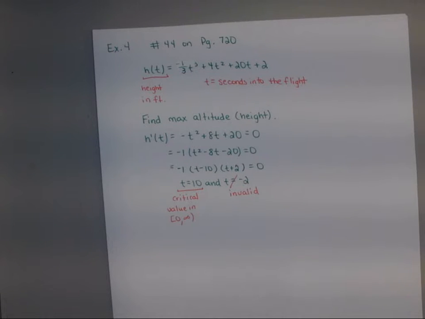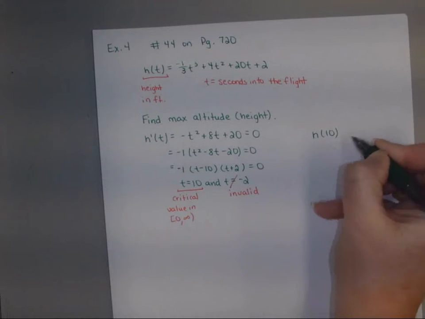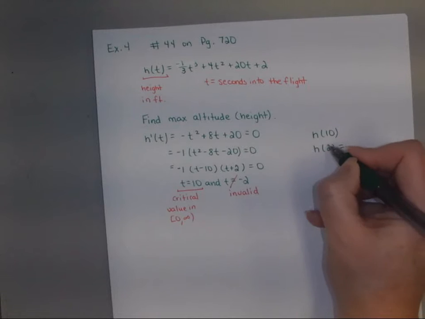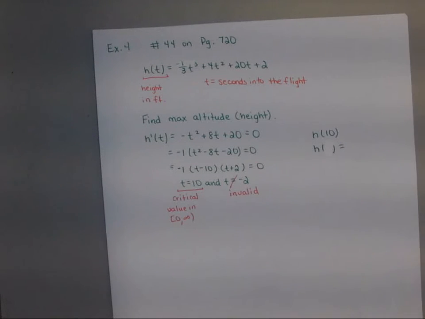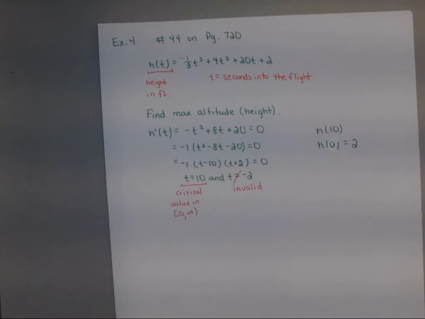So technically speaking, which values do we need to check then? We definitely need to check 10, but which one are we technically also supposed to check? 0, okay? So we're going to check h of 10, and also h of 0, which is 2. But unless you had a really poor design for your rocket, we're going to assume that the 0 one's not going to be the max, but just for good measure, we're going to go ahead and check it, okay?